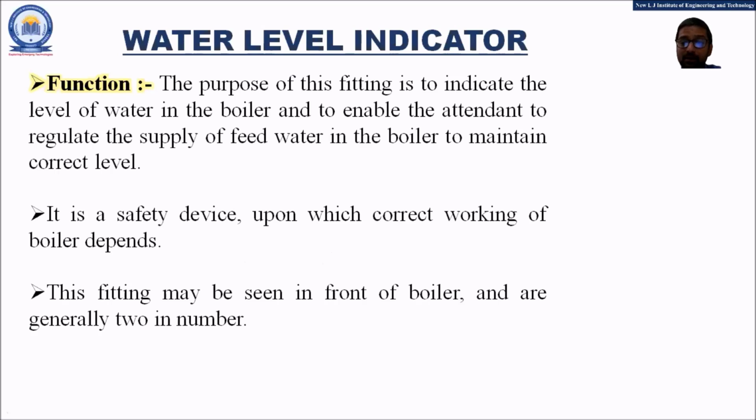the correct level. Dear friends, in the practical approach, the boiler attendant also needs to compulsorily note down the water level. You need to take two readings on a continuous basis. Firstly, the pressure of the steam generated, from the pressure gauge, and secondly, the water level contained in the boiler. It is one of the safety devices upon which the correct working of the boiler depends.